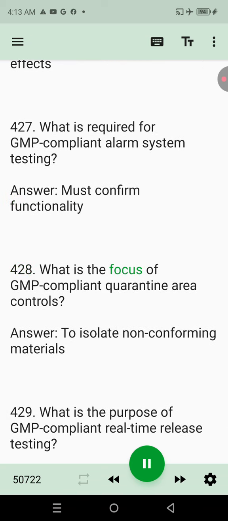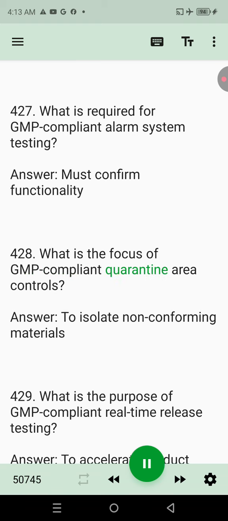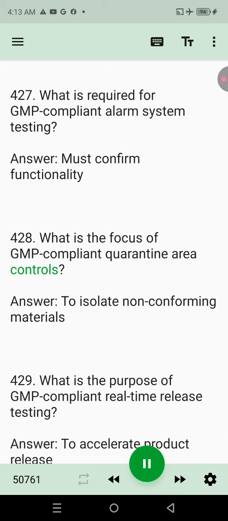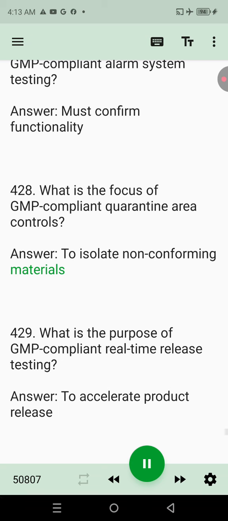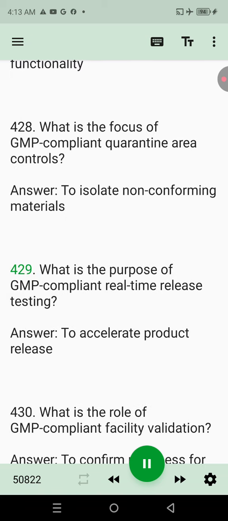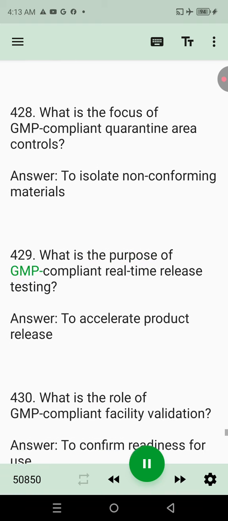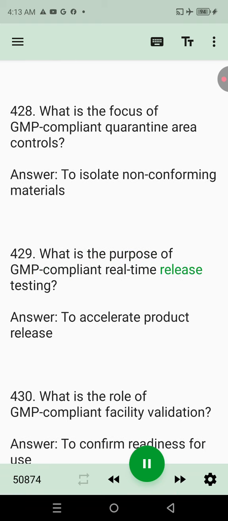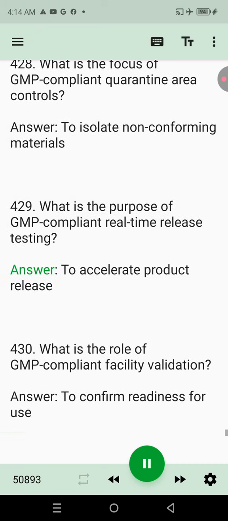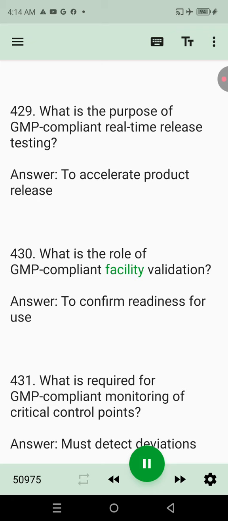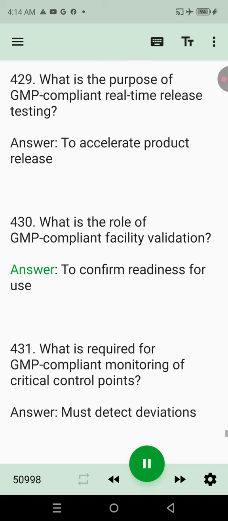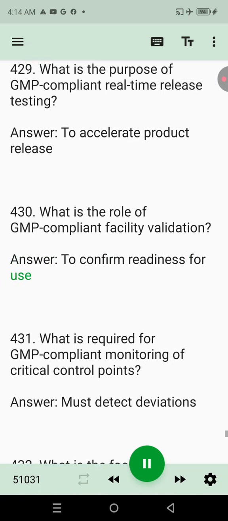428. What is the focus of GMP-compliant quarantine area controls? Answer: to isolate non-conforming materials. 429. What is the purpose of GMP-compliant real-time release testing? Answer: to accelerate product release. 430. What is the role of GMP-compliant facility validation? Answer: to confirm readiness for use.